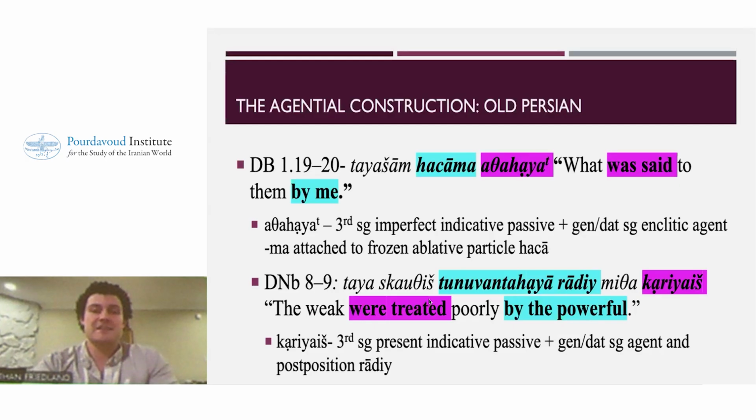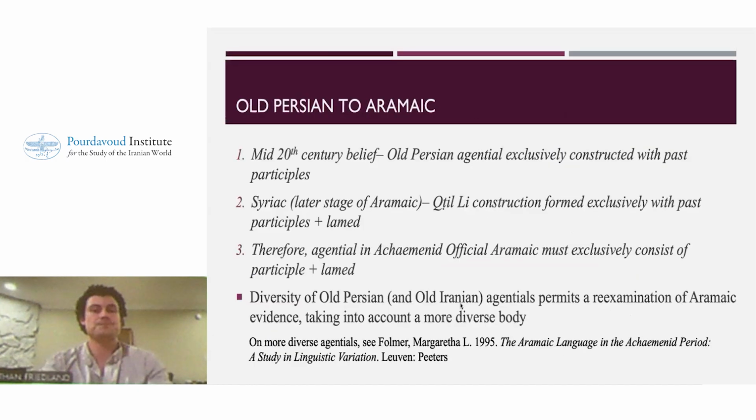So now we've seen the four ways that Old Persian can form this construction within what is a very tiny and rigid and formulaic corpus. So this diversity here is remarkable, and we will see this extend into Aramaic.